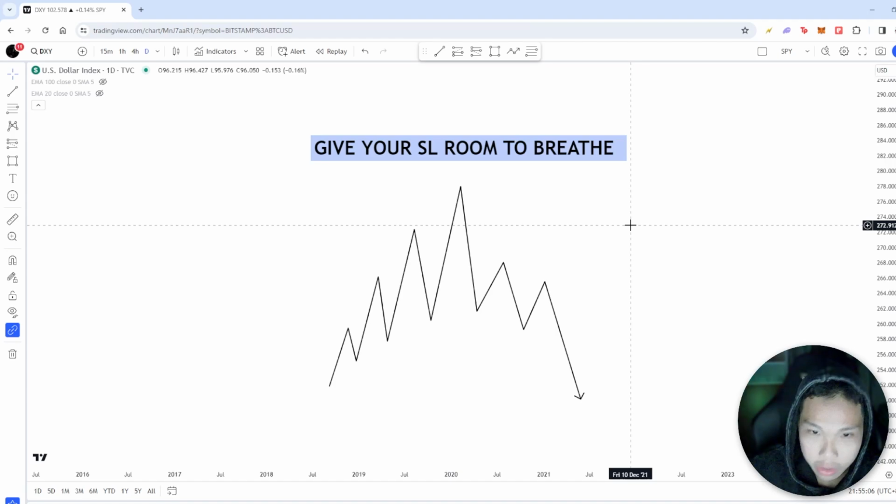You need to be reasonable where you place your stop loss, right? Stop losses are meant to be there to prevent your losses from getting too much, but you also can't put it at a level whereby it literally has zero room to breathe at all.